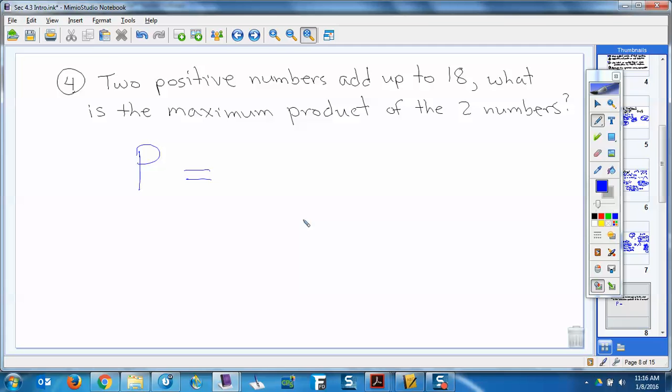All right, so what would that equation be then? So step 2, write an equation. X plus Y equals 18. Now it's product: P equals X times Y. So we're going to let X and Y be our 2 numbers, and product is multiply, X times Y.